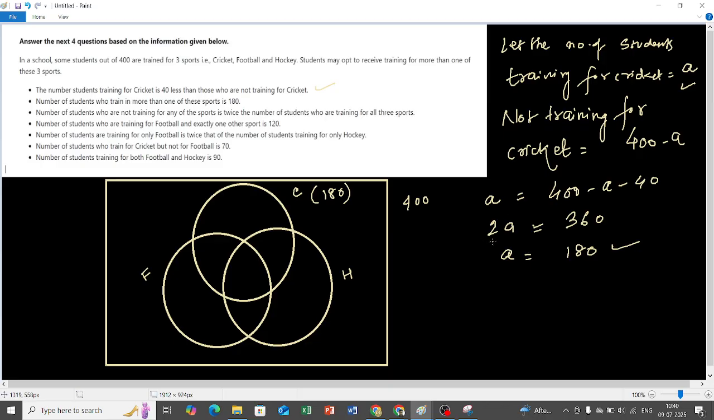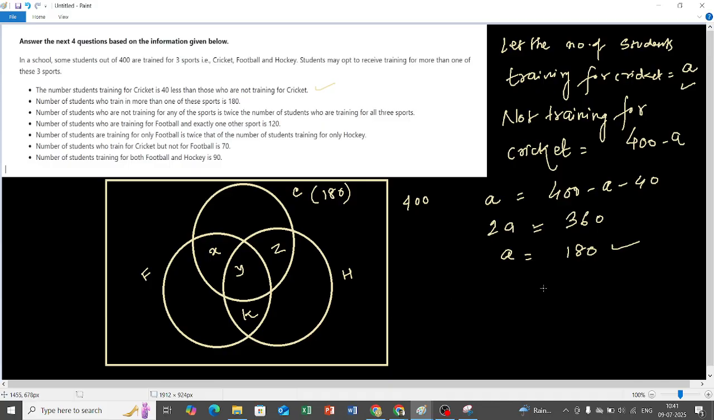Okay, so a is equal to 180. So that means we got one data, that is the number of people who are playing cricket is 180. Now let me take some variables. Let me take this one as x, this one as y, this one as z, this one as k.